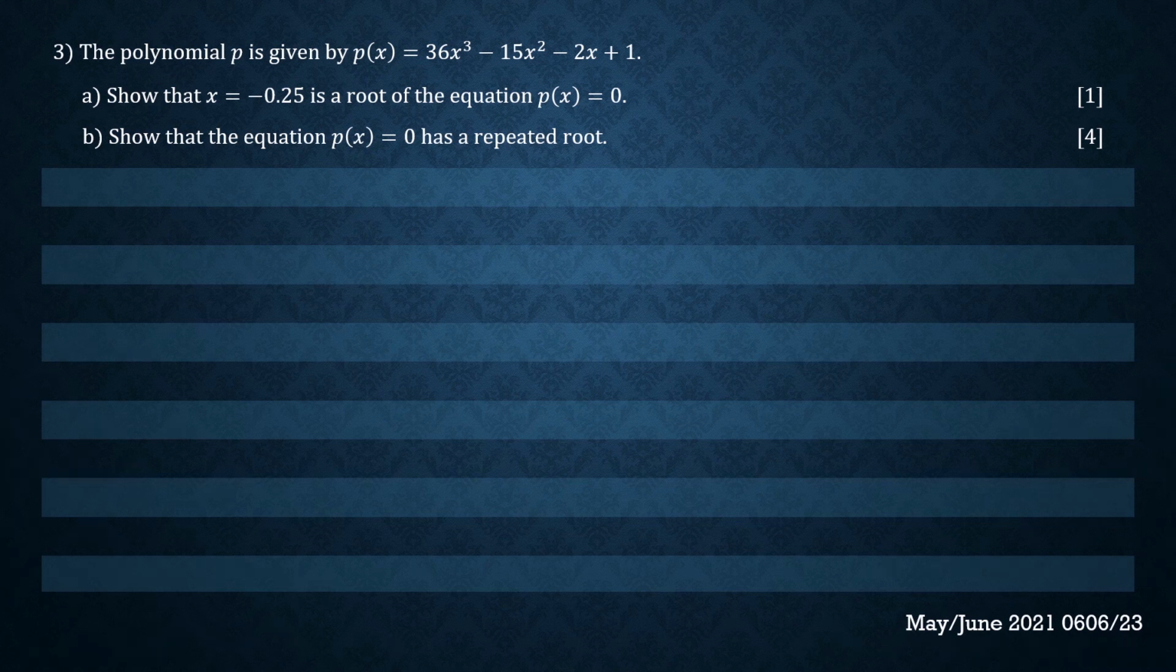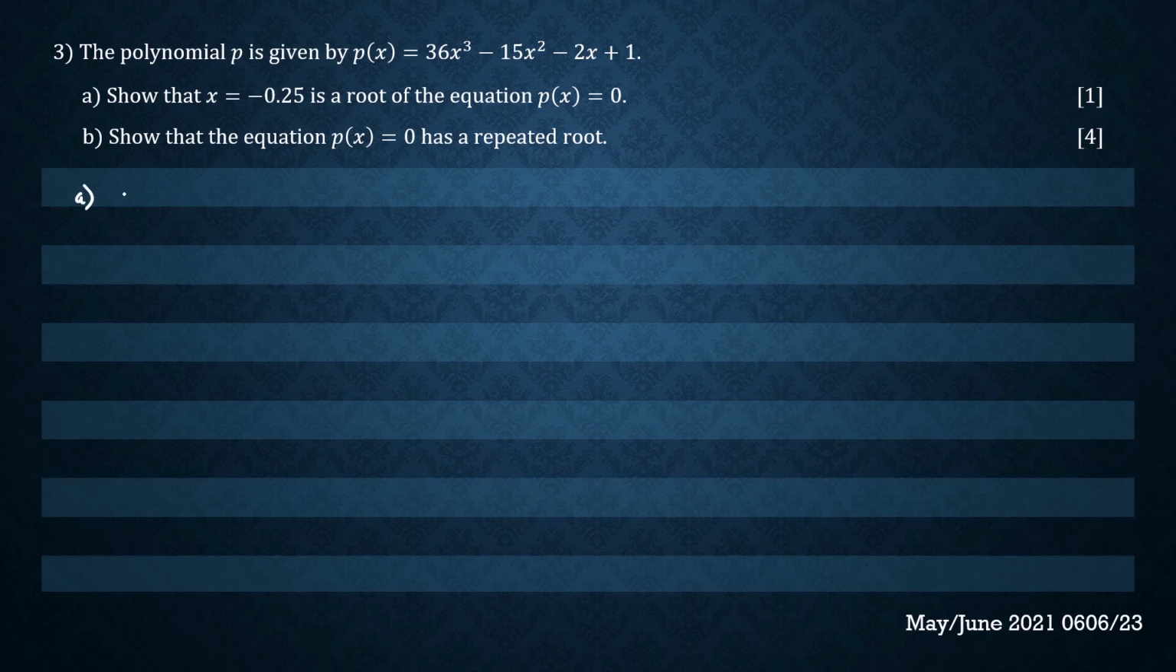In this question, we have a polynomial p, which is given by p(x) = 36x³ - 15x² - 2x + 1. Part A, we want to show that x = -1/4 is a root of the equation p(x) = 0. And part B, show that the equation p(x) = 0 has a repeated root.